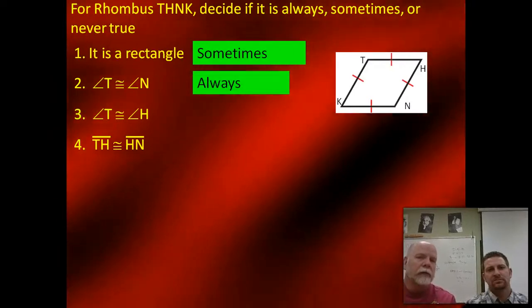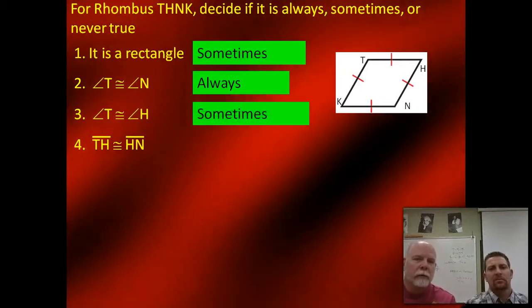Angle T and angle H, again it's a parallelogram, and so T and H are actually adjacent angles, and from our rules from two sections ago, adjacent angles are always supplementary, but this is saying that they're congruent. Now, when can supplementary angles be congruent? Only if they're both 90s. And is there a possibility these could both be 90s? Yes, if it's a square. And so if this rhombus happens to be squared up, then they could be congruent to each other. So that's going to be another sometimes, only if it's the particular case of a square.